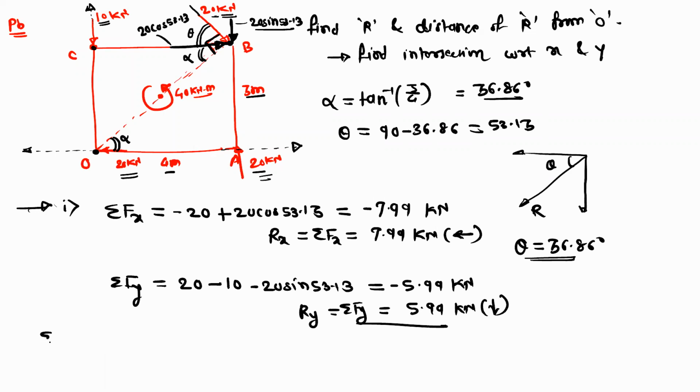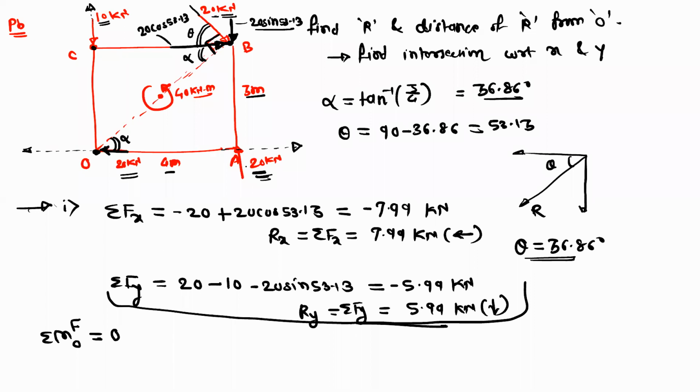So the summation of moments by all the forces about O, that is the left hand side of Varignon's theorem. Okay. So observe this diagram. So first is 20 kilonewton. It is passing through the point O. So this is 20 kilonewton. So the moment will be 0.